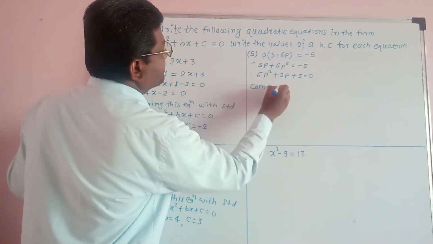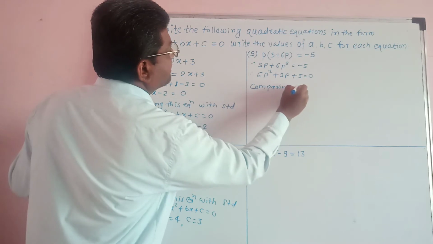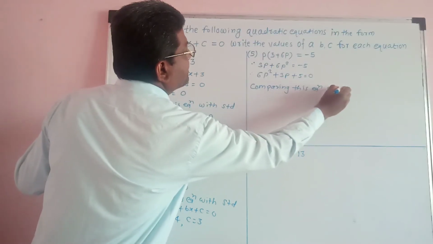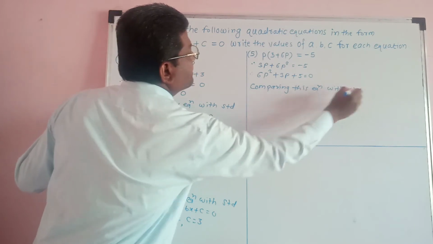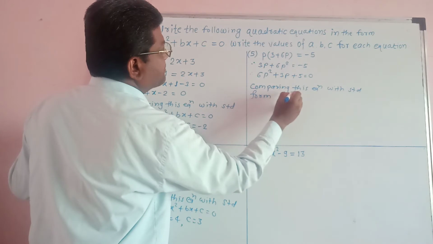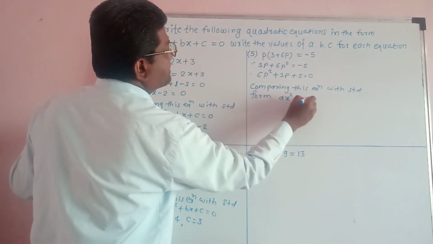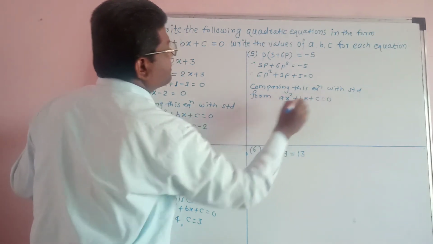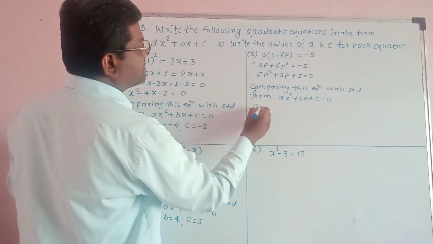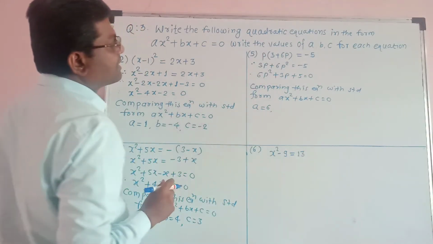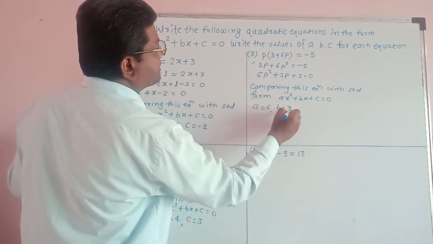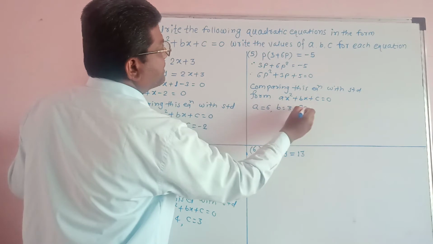Therefore, comparing this equation with standard form ax square plus bx plus c is equal to 0, we get a is equal to 6, b is equal to 3 and c is equal to 5.